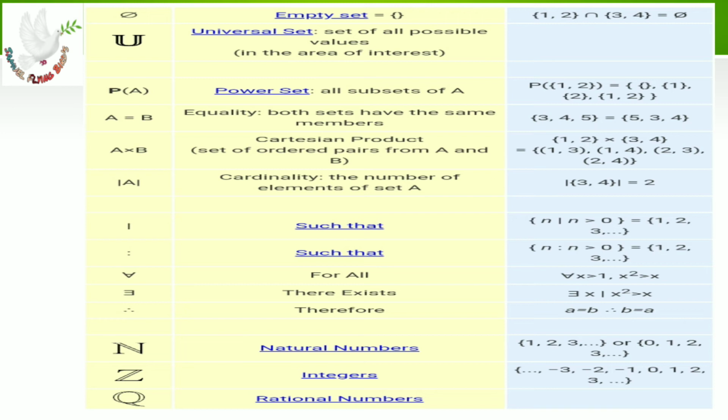Modulus A, we can write it as cardinality, the number of elements of a set A. Modulus A can be written as, for example, A is {3, 4}, modulus A is equal to 2. There are two elements in the set A. Such that is written by two dots, a colon.